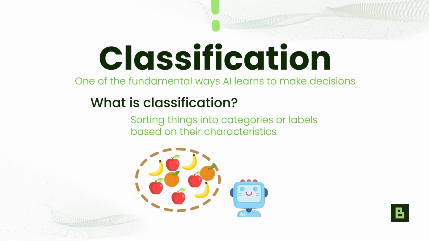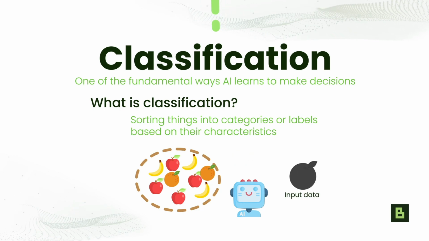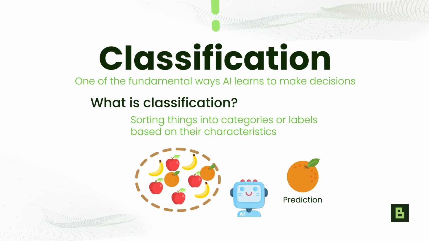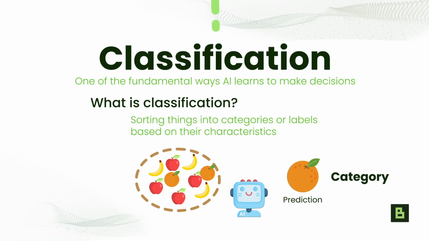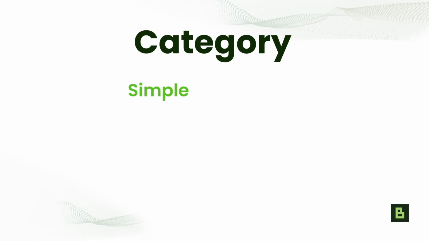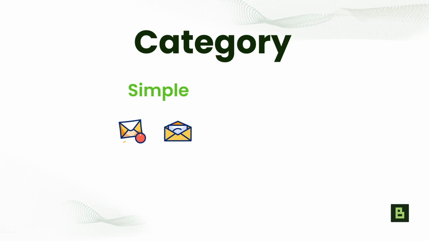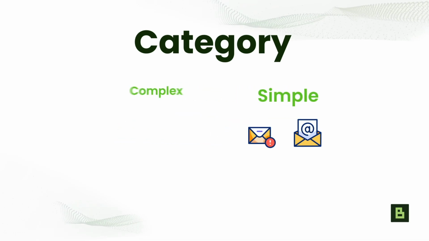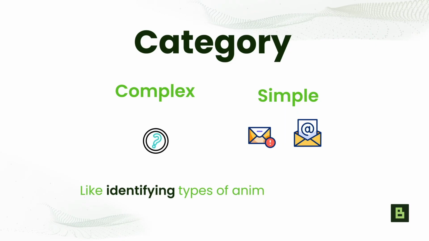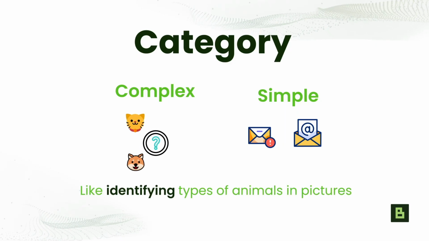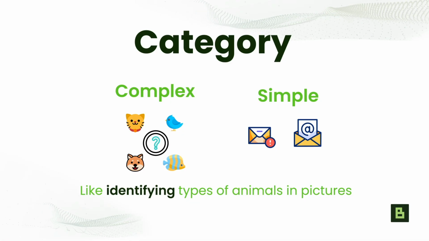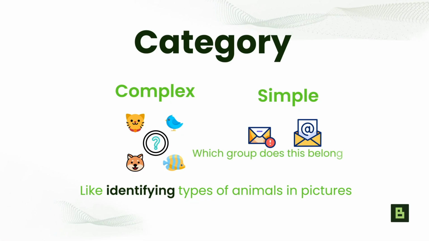In AI, classification means the model looks at input data and predicts which predefined category it belongs to. These categories can be simple, like spam or not spam for emails, or more complex, like identifying types of animals in pictures: cat, dog, bird, or fish. So classification answers the question, which group does this belong to?